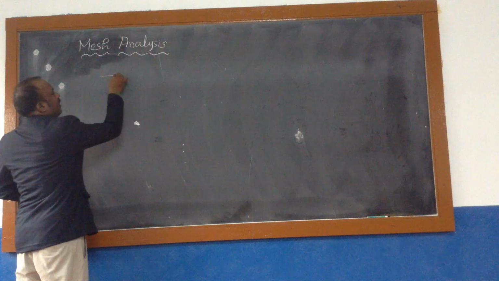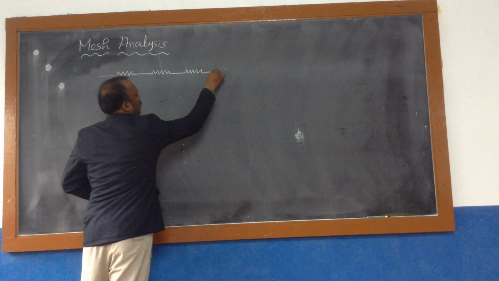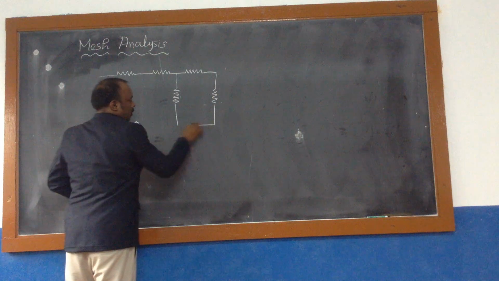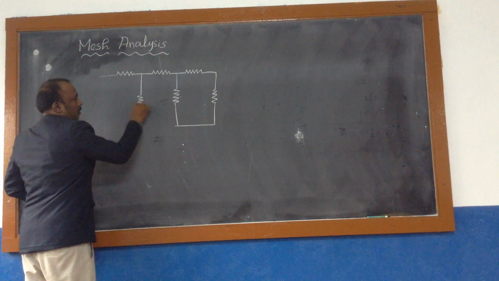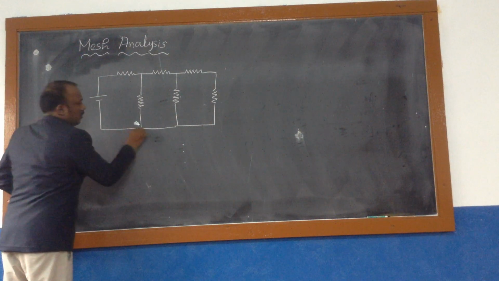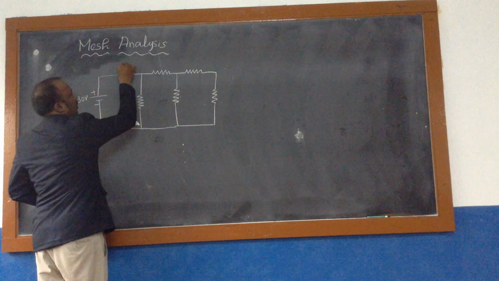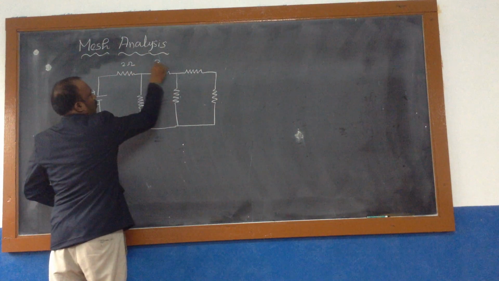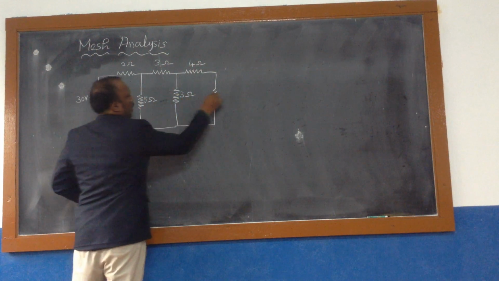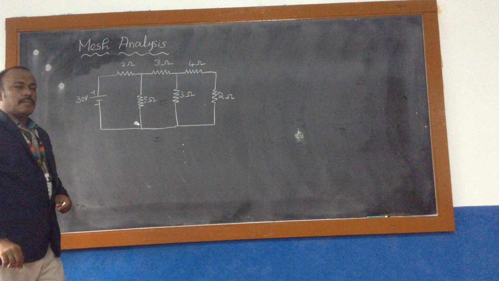Let me take the circuit diagram as shown in the figure. The source is a 30 volt supply, and the resistances are 2 ohm, 3 ohm, 4 ohm, 5 ohm, 3 ohm and 2 ohms. Consider this circuit and find the mesh currents.